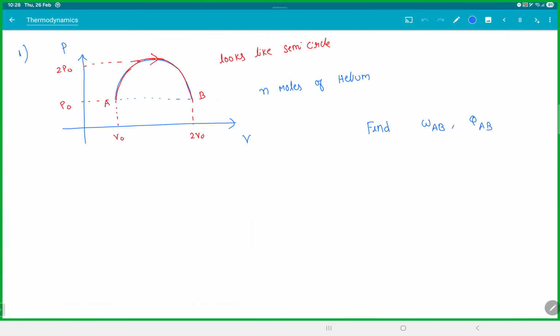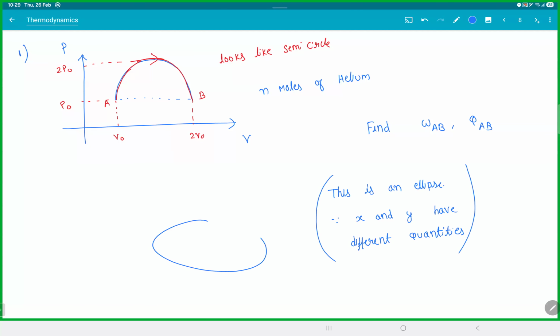So this is the idea there. The shape here is actually an ellipse. So keep that in mind. Since x and y axis have different properties or different quantities, if you take pi r square, what do you mean by r there? It doesn't make sense. If x and y are both pressure, then you can say it is a circle. So you need to know this formula in case you forgot, area of an ellipse.